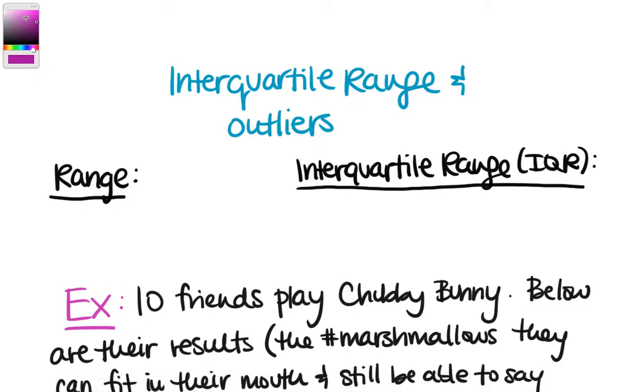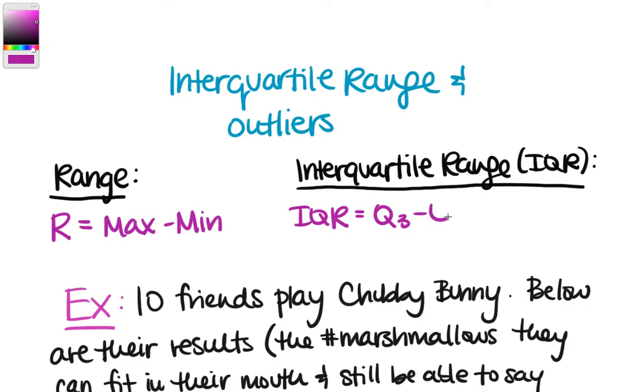Hello everyone, today we're going to be talking about interquartile range and outliers. First, let's just remind ourselves what ordinary range is. Ordinary range is just the max minus the min, the full range of the data. Interquartile range, which we're going to call IQR, we take the third quartile minus the first quartile. So it sort of tells us where that middle 50% of the data falls.